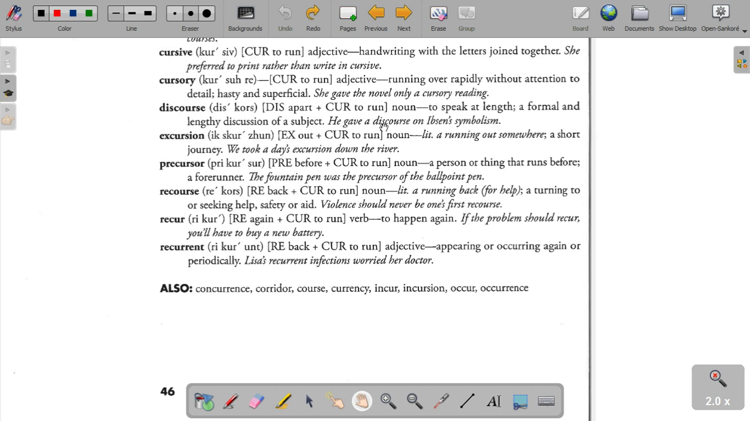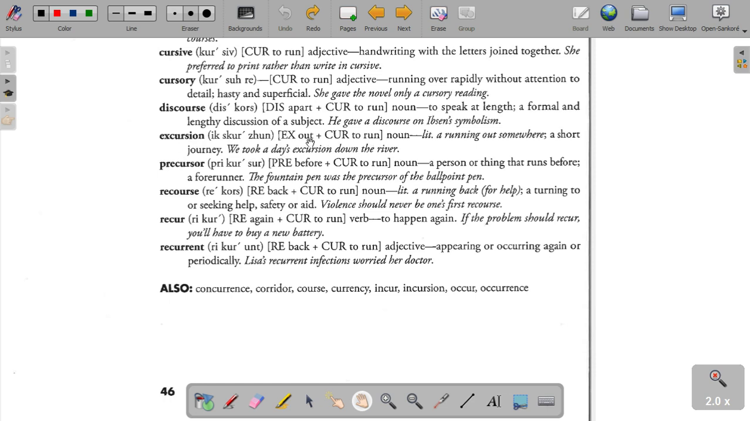Then we have discourse, which means to speak at length about something, a formal and lengthy discussion of a subject. He gave a discourse on Ibsen's symbolism. So discourse means to run apart. Run apart in that it's not necessarily off topic, but it's just to pick a topic and then run with it, basically.